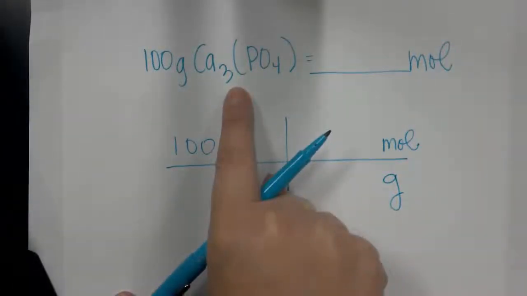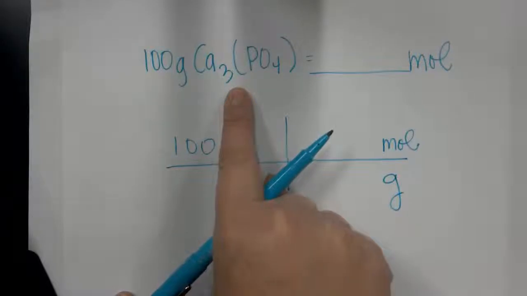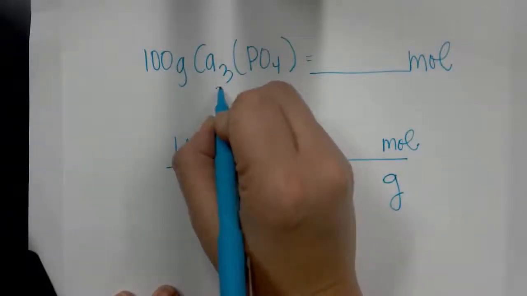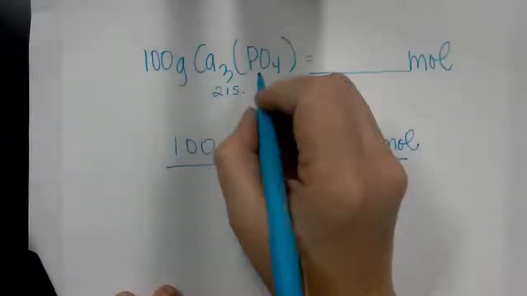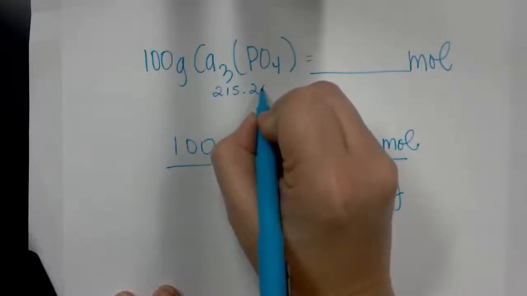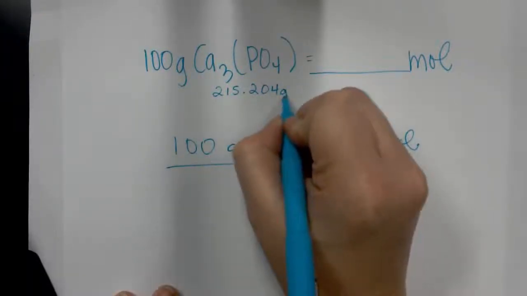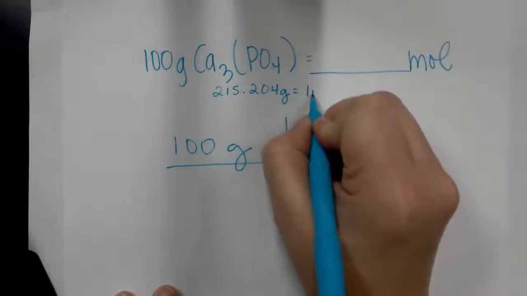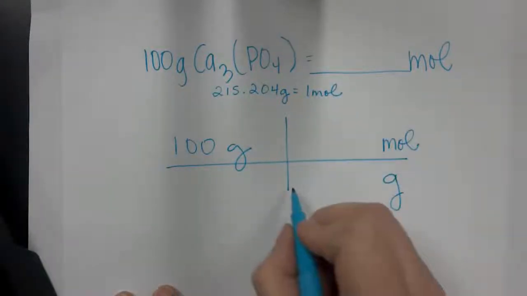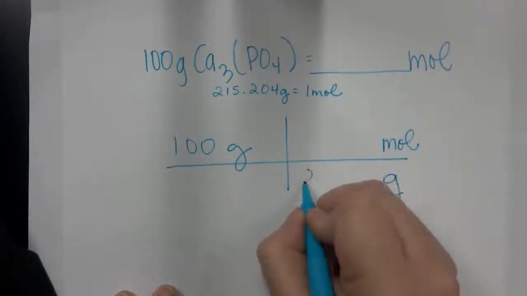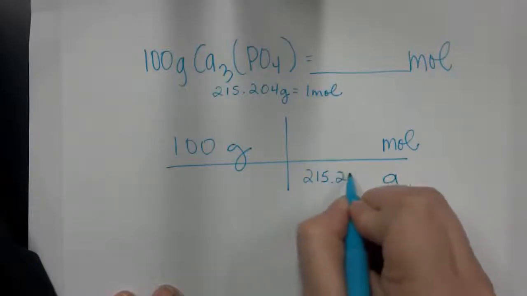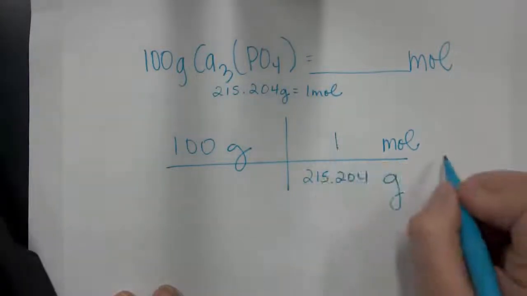Your molar mass of calcium phosphate is actually, and if you're having trouble with molar mass still, then there's another video on this site that'll help you out. So it's 215.204, and that equals 1 mole.